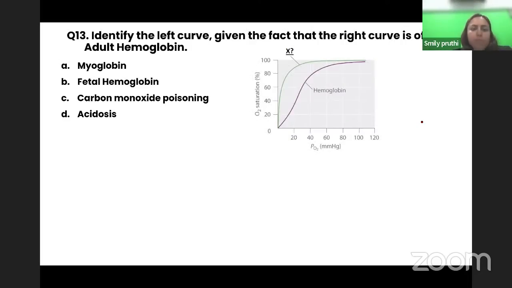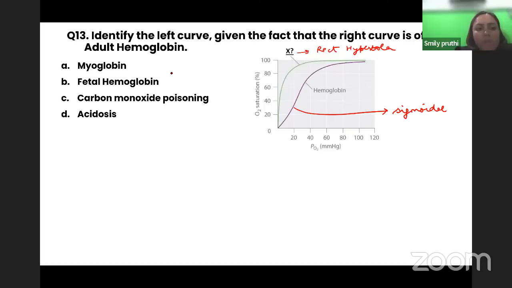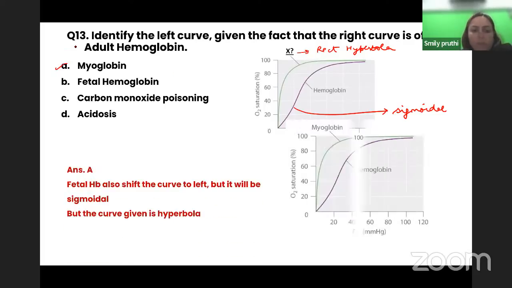Next question. Identify the left curve given the fact that the right curve is of adult hemoglobin. Now, in this question, you need to be very, very careful. Sorry, this right curve is sigmoidal. This is sigmoidal, and this curve is rectangular hyperbola. So if this left curve was sigmoidal, then we could have marked fetal hemoglobin, but now it is rectangular hyperbola. So answer is myoglobin, right?